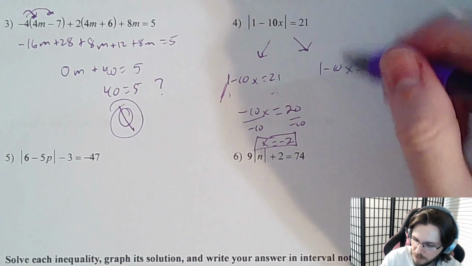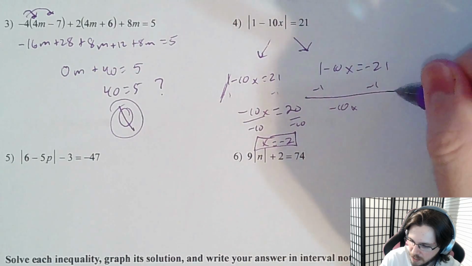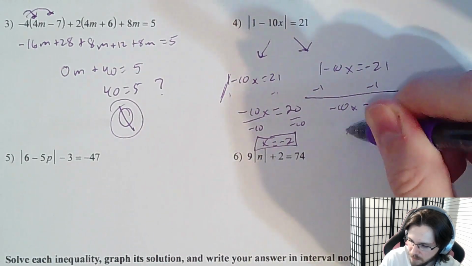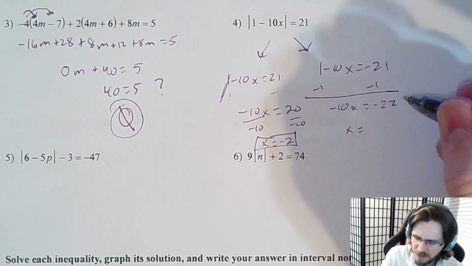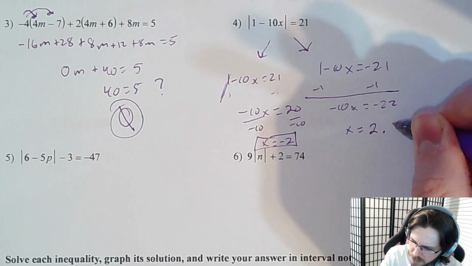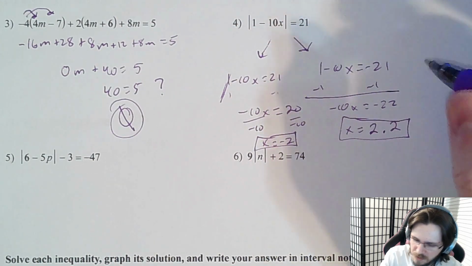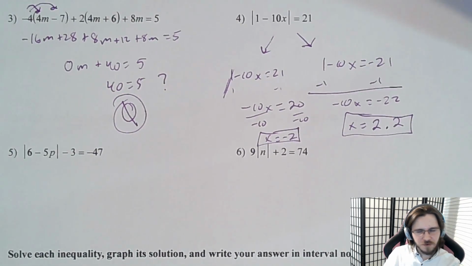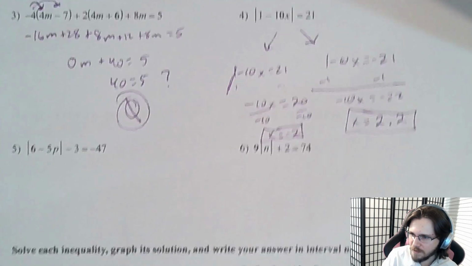We have to solve this one too, as well, though. Subtract 1 on both sides. Negative 10x equals negative 22. Divide both sides by negative 10. Use that calculator to do that division for yourself, and you will get a positive 2.2. Please note you could have also written it in fraction form there. What would that have been? 22 over 10 would have been 11 over 5.